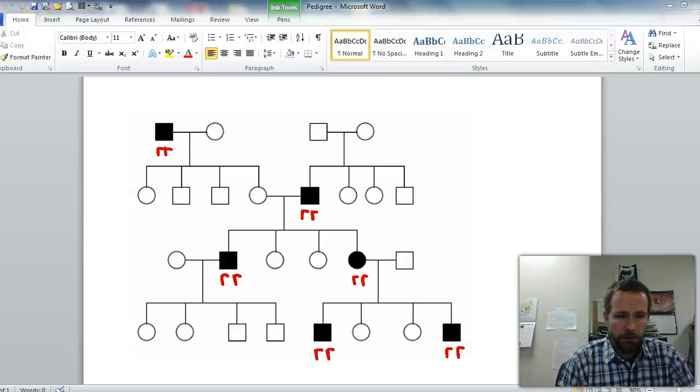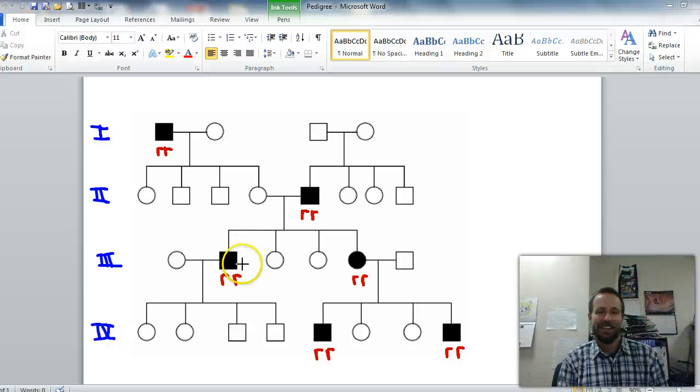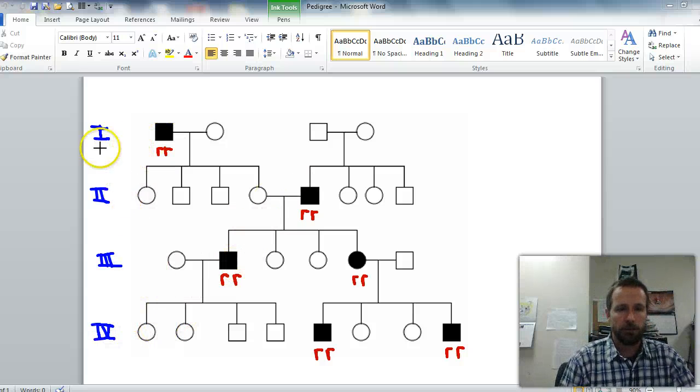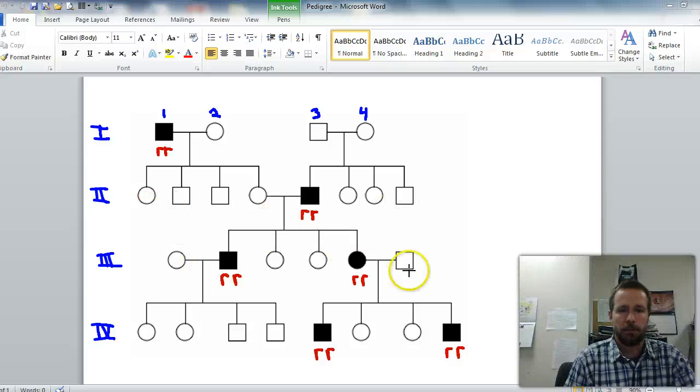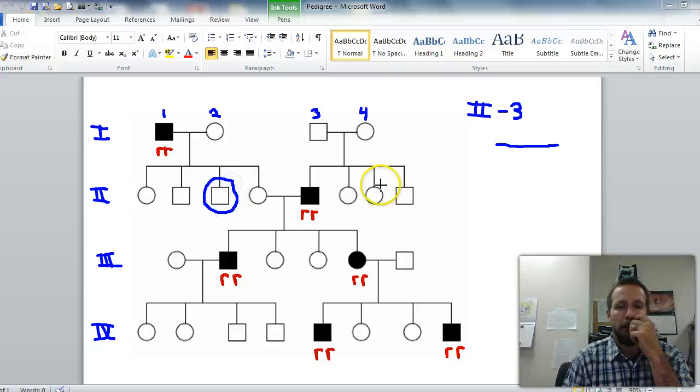Now, what you also saw is that we looked at generations. So this is generation 1, this is generation 2, this is generation, guess what, 3, and finally we have generation number 4. So we have generations 1, 2, 3, and 4 set up here on the side, and that means this is individual 1, 2, 3, and 4 of generation 1. Same thing goes with this line and this line. And so if I were to ask you, what was the genotype of generation 2, individual number 3, we'd be looking at generation 2 right here, and that's what that means.